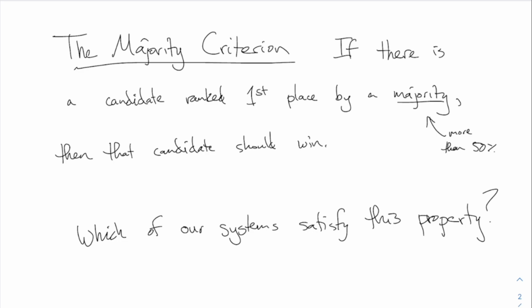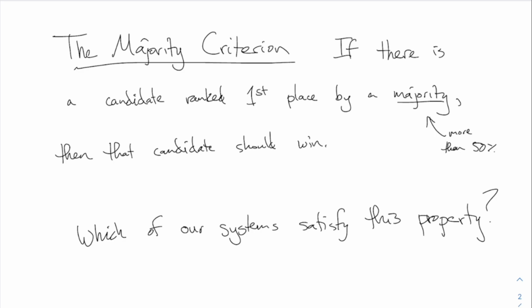If it turns out that the ranked choice doesn't satisfy this, then that means the ranked choice is worse than the other ones, at least in this particular way of judging it. That's the idea here. And we're going to talk about eventually 4, 5, 6 different criteria for judging how good our voting systems are. This is the majority criterion.